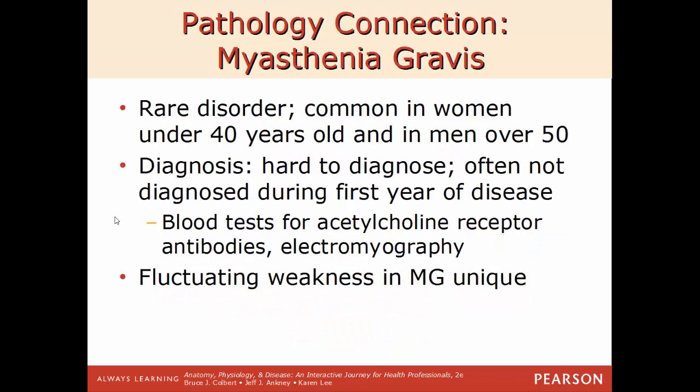This is a rare disorder, more common in women that are under 40 and in men over 50. It is difficult to diagnose this type of condition because it is rare, and what usually happens is people will have the condition for over a year before it is diagnosed. A good way to check for this condition is to run blood tests for acetylcholine receptor antibodies, because that means your immune system is attacking the acetylcholine receptors. So that's really the best way to check for this condition.